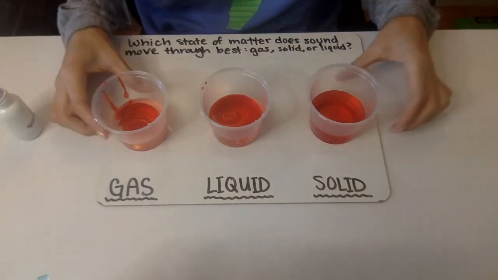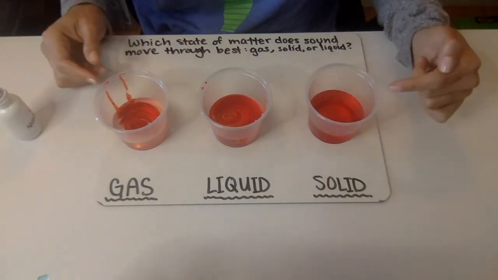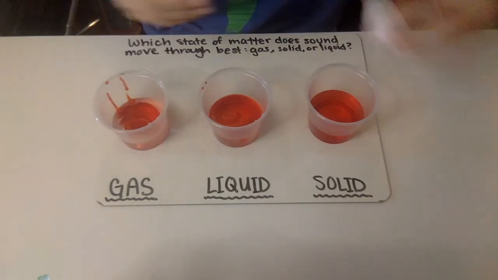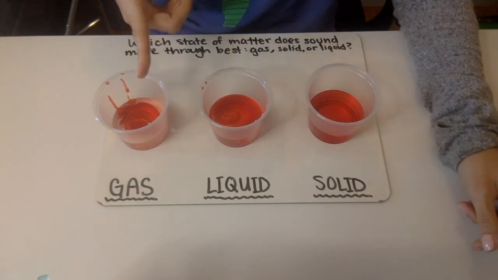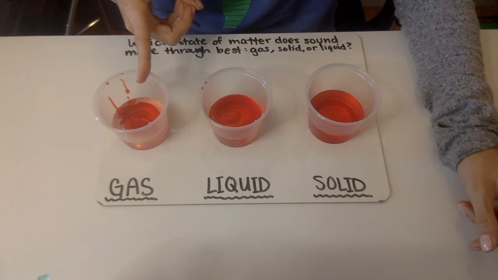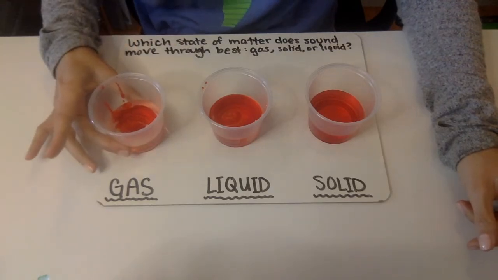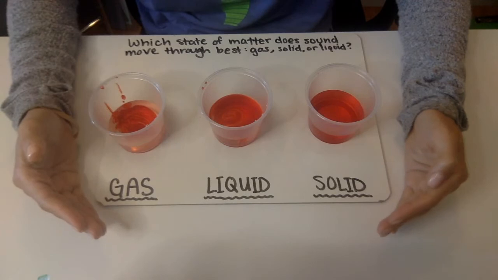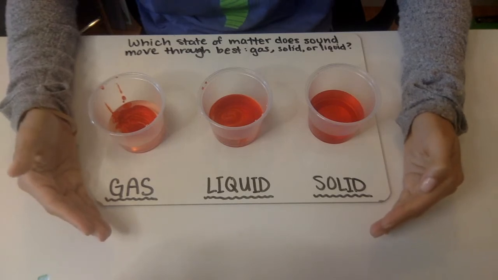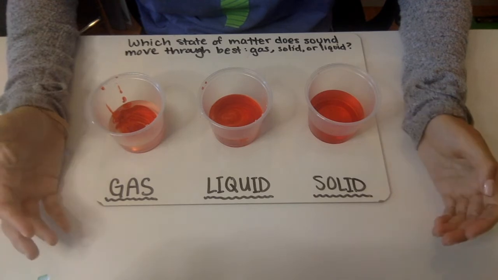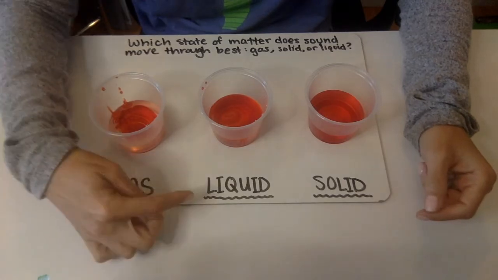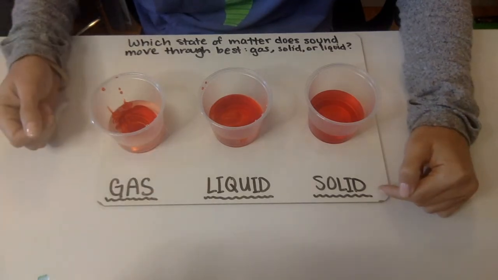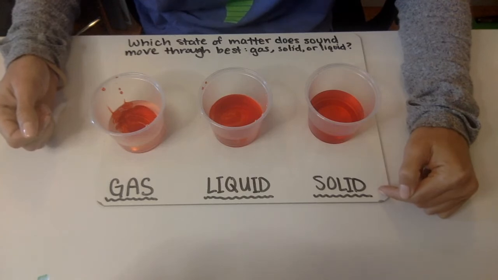So in this example, we can see that sound, our food coloring, moves through a solid the fastest, a liquid the second fastest, and a gas the slowest. The reason sound doesn't move through a gas as quickly is because the particles are spread out. The molecules are spread out in a gas. In a liquid, they're less spread out. And in a solid, they're really close together. So the sound waves are able to move through much faster.